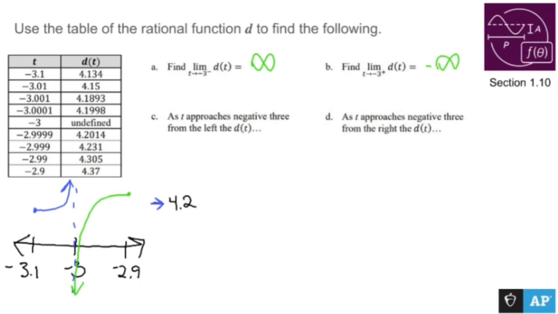So as t approaches -3 from the left, d of t goes towards infinity. We'll use a word like increases so we don't repeat ourselves. Increases. And as t approaches -3 from the right, which is what this is saying, d of t decreases because it's going towards negative infinity. So kind of a very bizarre problem, but nothing is impossible. Hope this helps.